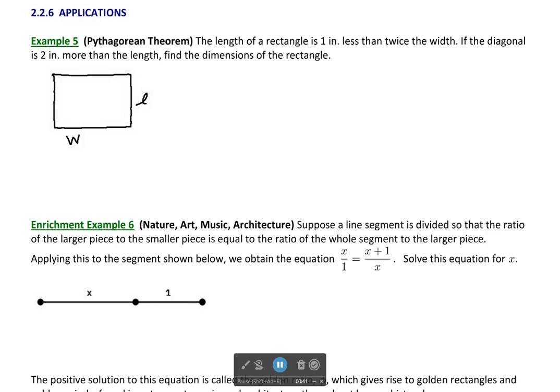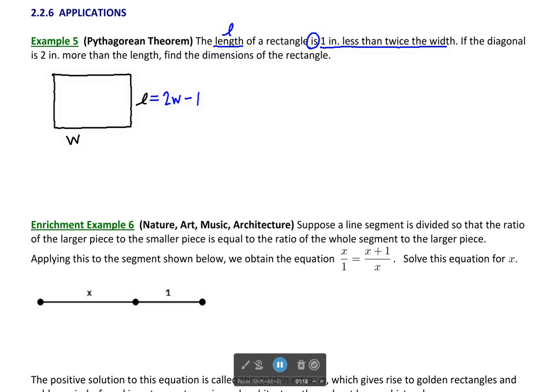It says the length of a rectangle is 1 inch less than twice the width. Let's translate that English statement into mathematics. It says the length, remember we're calling that L, of a rectangle is can be translated as equals 1 inch less than twice the width. So I'm going to start with twice the width, that's 2 times W, and take off an inch. That's 1 inch less than twice the width. So we have this equation, the length is equal to 2 times W minus 1.